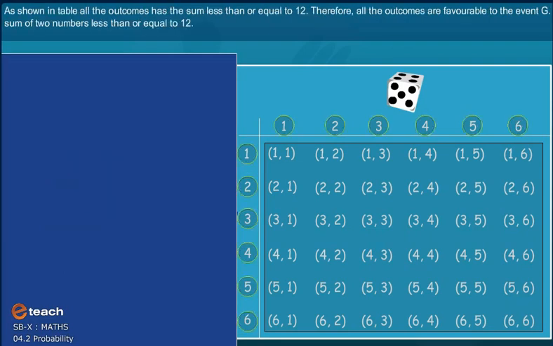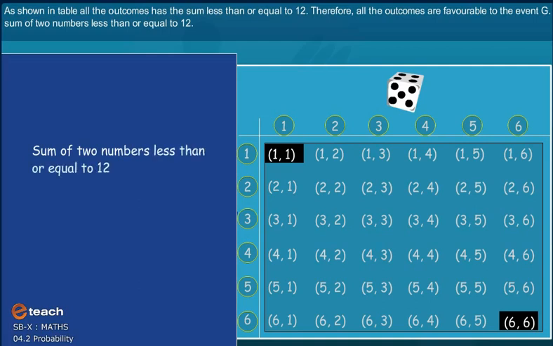As shown in the table, all the outcomes have the sum less than or equal to 12. Therefore, all the outcomes are favorable to the event G, sum of two numbers less than or equal to 12. So, probability of G is equal to 36 upon 36. So, P of G is equal to 1.